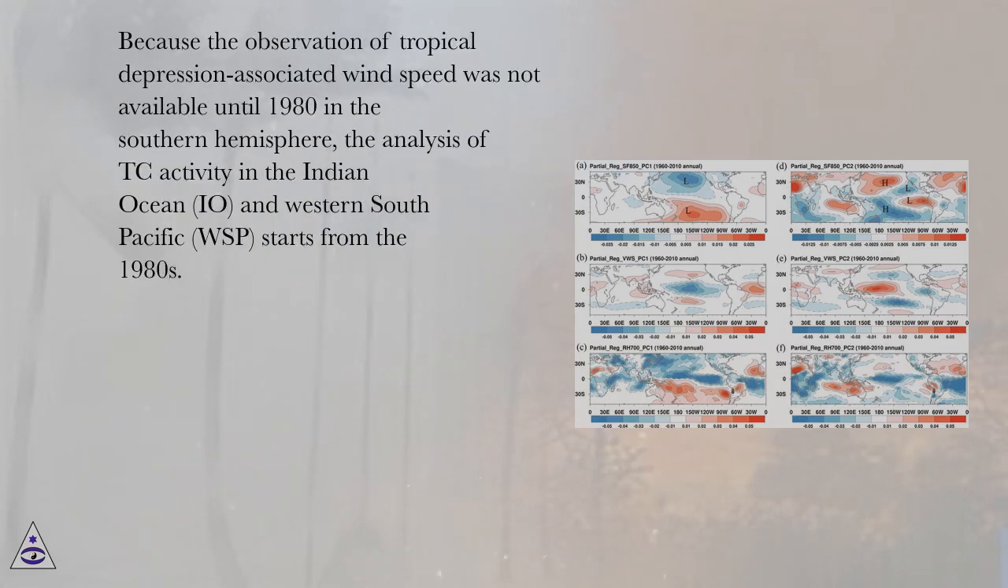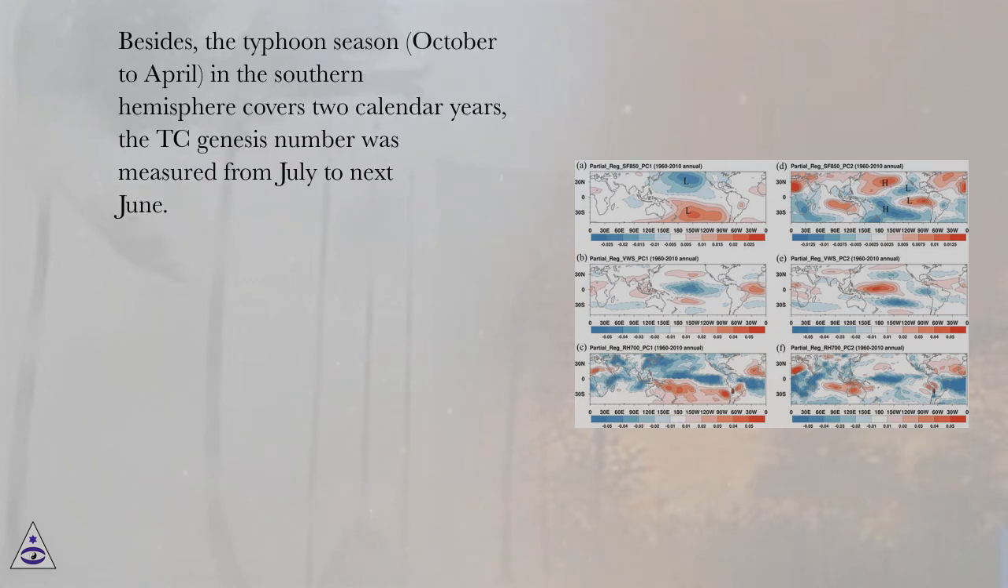Because the observation of tropical depression-associated wind speed was not available until 1980 in the Southern Hemisphere, the analysis of TC activity in the Indian Ocean, IO, and Western South Pacific, WSP, starts from the 1980s. Besides, the typhoon season, October to April, in the Southern Hemisphere covers 2 calendar years. The TC genesis number was measured from July to next June.